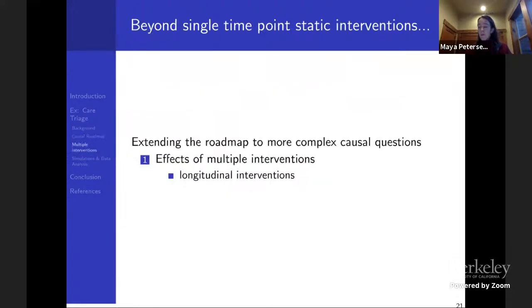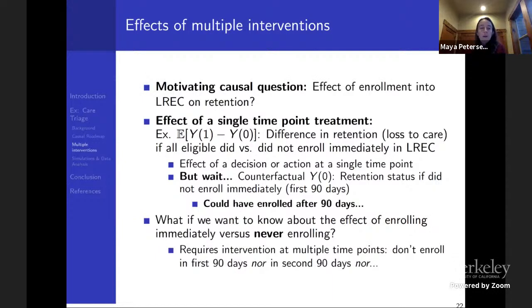All right, so that brings us to longitudinal interventions. With that under our belt, we're now in good shape to talk about how we could extend all of these concepts to handle these more complex questions. So going back to our motivating causal question, we wanted to ask about the effect of enrollment into this triage program, this low-risk express care program, on patient retention and mortality.